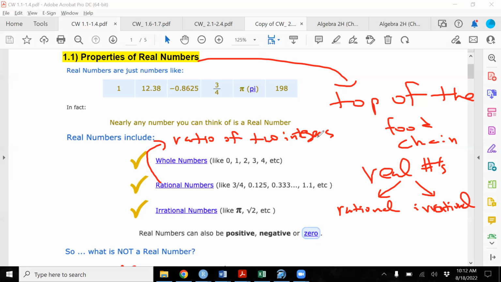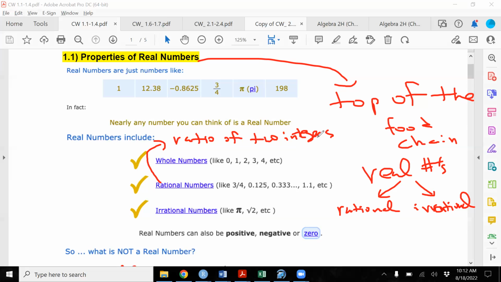Zero and one. No, 0.5. But what would be the fraction I would go with it? Oh, 1/2. 1/2, right? What about 0.3 repeating? What would that fraction be? 1/3. What about 0.25? Can I write that as a fraction of two numbers? 1/4 or 25 out of 100?